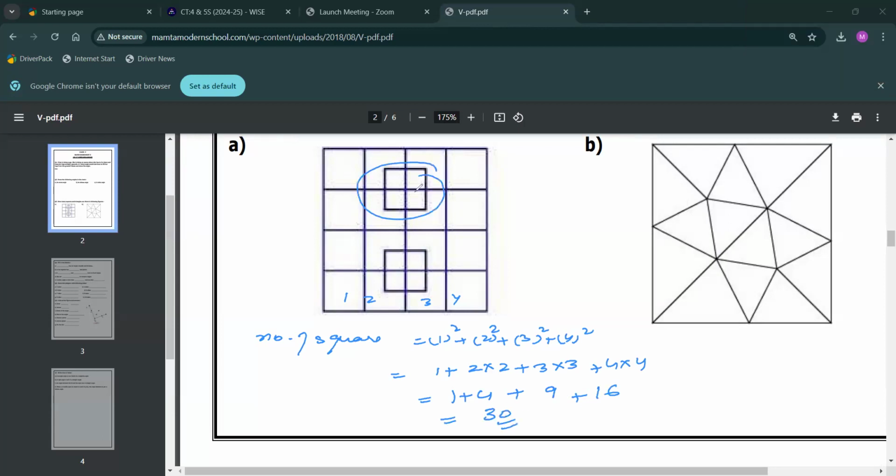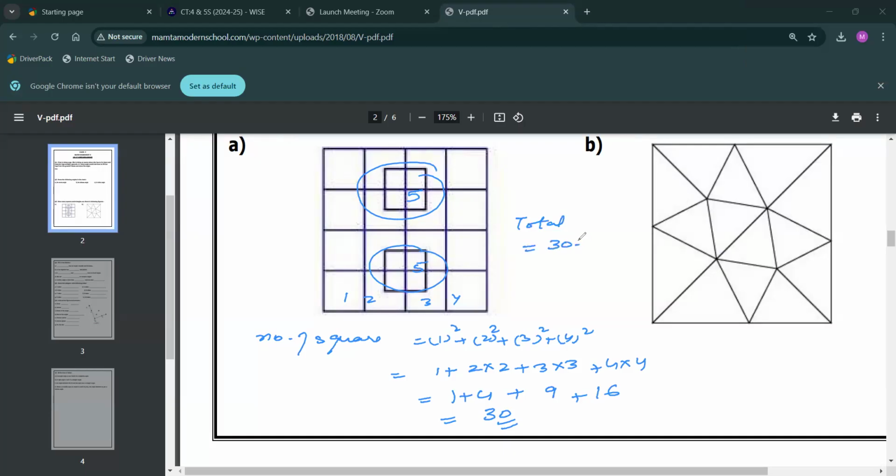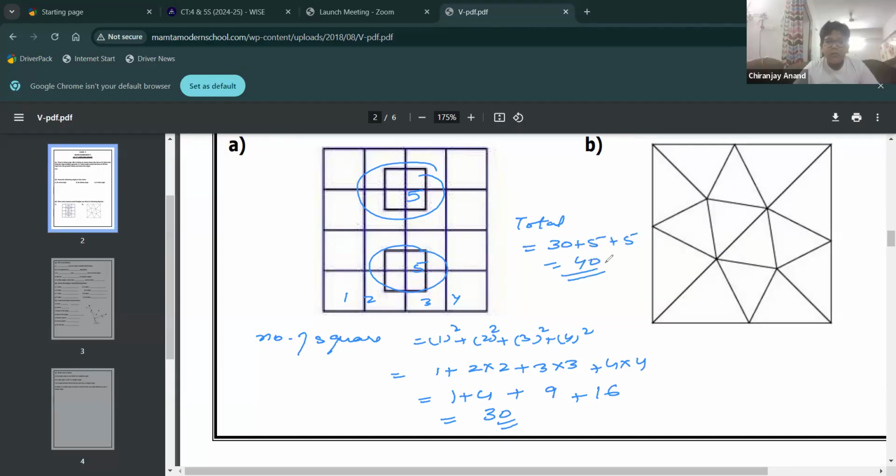So this square is 5. This is also 5. So total number of squares are how many? 30 plus 5 plus 5. So 40. Understood, beta? How will you count the number of squares? Ma'am, the boundary of the square is also a square. Yes, this also we have to count.